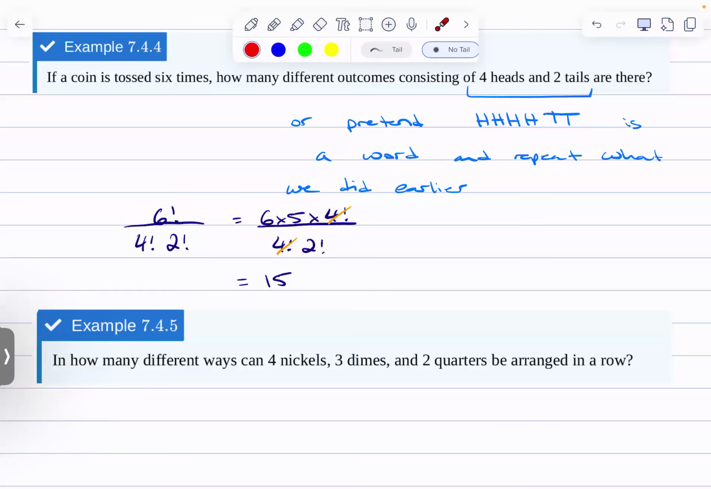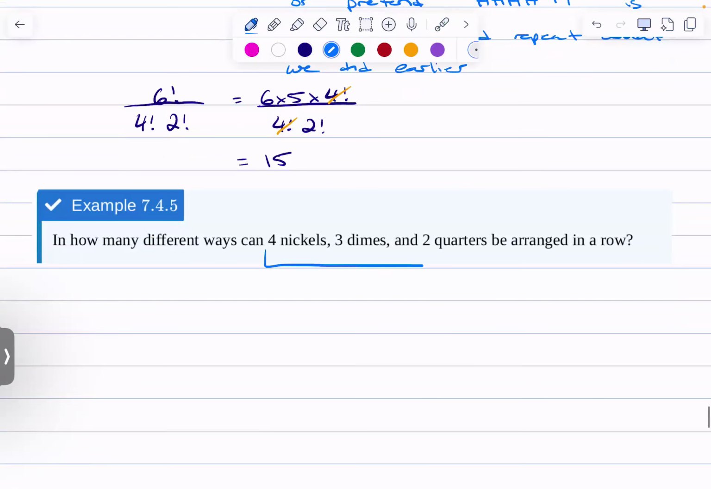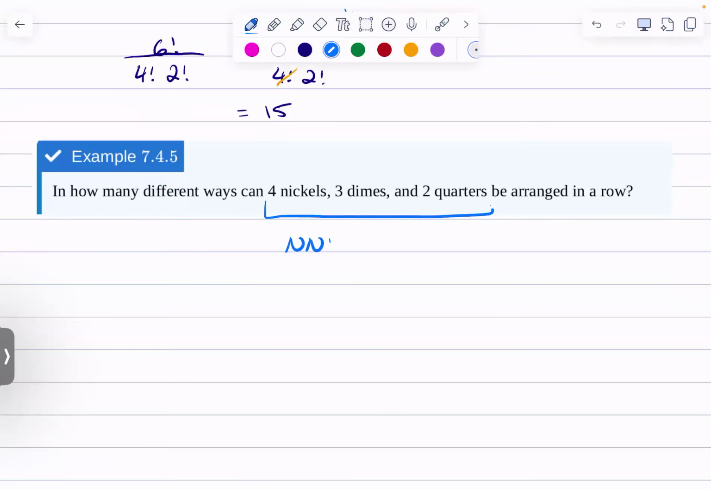In how many different ways can 4 nickels, 3 dimes, and 2 quarters be arranged in a row? We can just pretend it's a word. N, D, Q. Make that a word and just do the same thing. You don't have to pretend it's a word, but I find that it's easier to look at. So if we have nickel, nickel, nickel, nickel, dime, dime, dime, quarter, quarter.